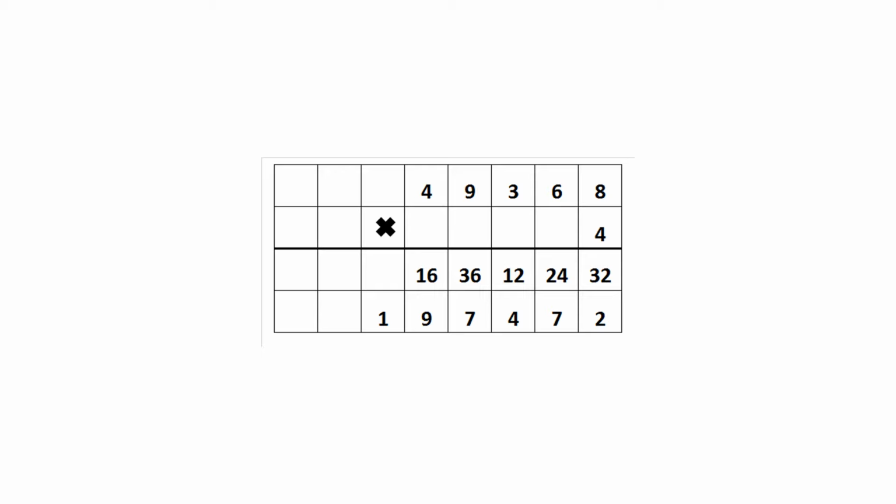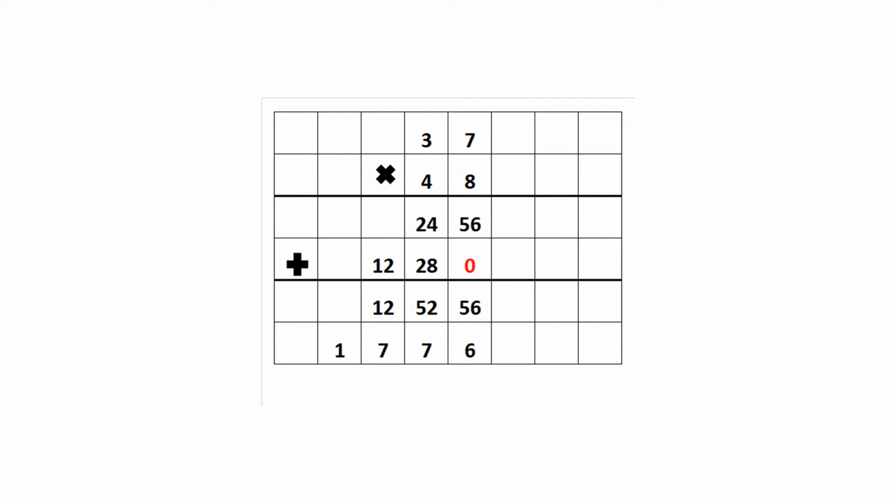Start on your right. Bring the 2 down. The 3 of the 32 gets added to the 24 to be 27. The 7 comes down. The 2 gets added to the 12 to be 14. The 1 gets added to 36 to be 37. The 7 comes down. The 3 gets added to 16 to be 19. Final answer, 197,472.